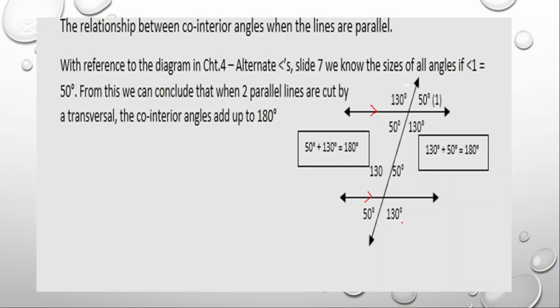From this, if you look at the sketch, we can conclude that when two parallel lines are cut by a transversal here, the co-interior angles add up to 180. And for that reason, on slide 2, I did not mark them with the same color because they are not equal. You can even see there, that is an obtuse angle, but this is an acute angle. So, co-interior angles add up to 180.